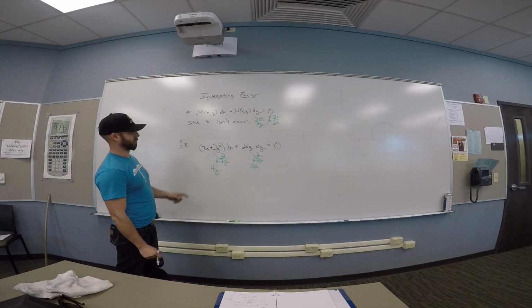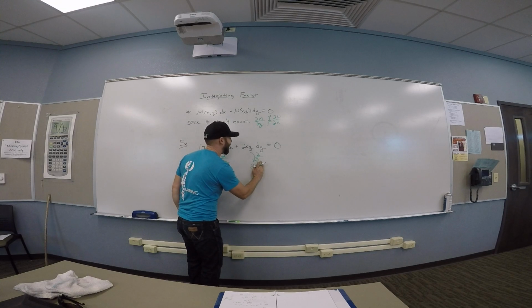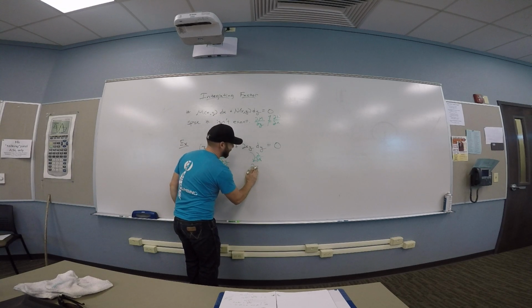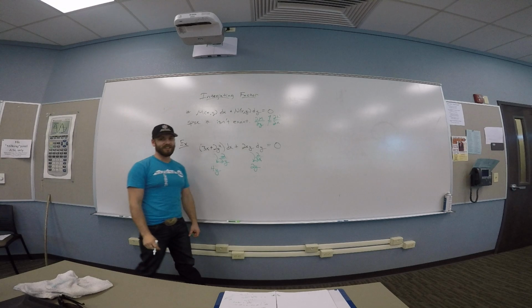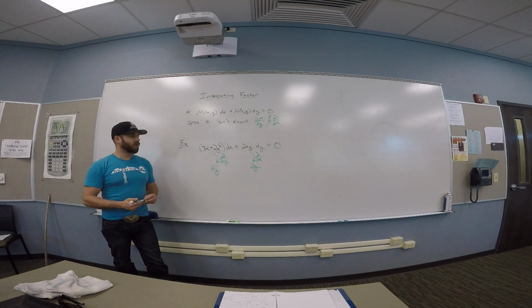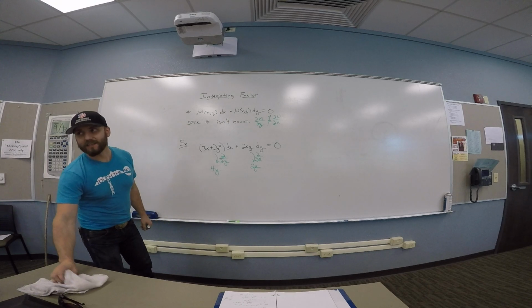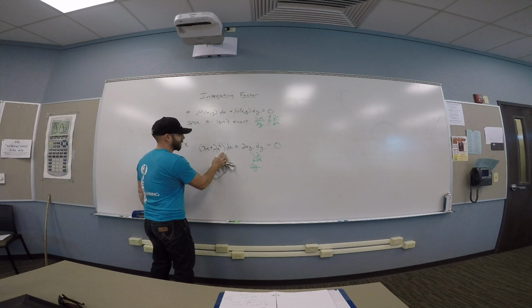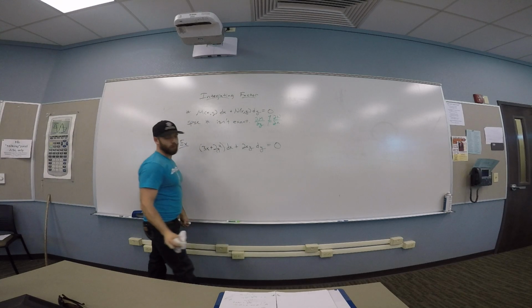You take it with respect to x. So you get 2y, and you're still like, damn it. Okay, so right now this is standing at not exact. What would you try at this point?